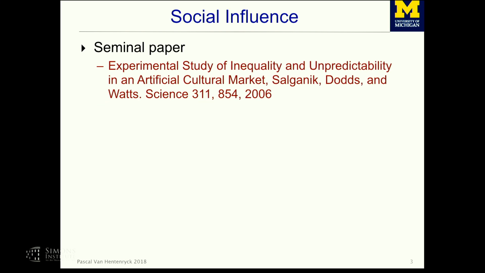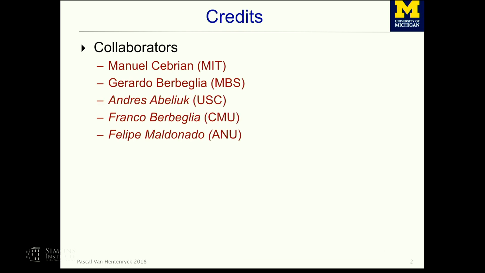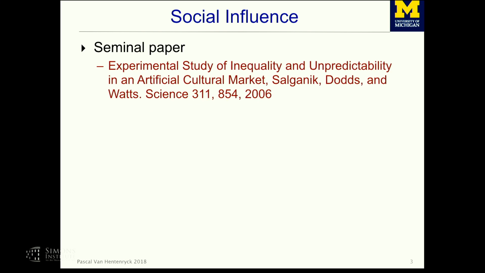So the story behind this work started with a conversation that I had with Manuel, who is at the MIT Media Lab, a couple of years ago. And I asked Manuel, if there is one paper in computational social science that I needed to read, which one would it be? And Manuel told me to read this paper. It's a beautiful paper by Matthew Salganik, Peter Dodds, and Duncan Watts, looking at markets with social influence. And it's very nice for multiple reasons, and I'll tell you only one of them.